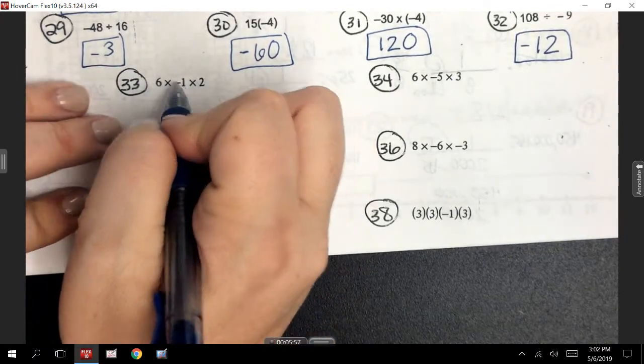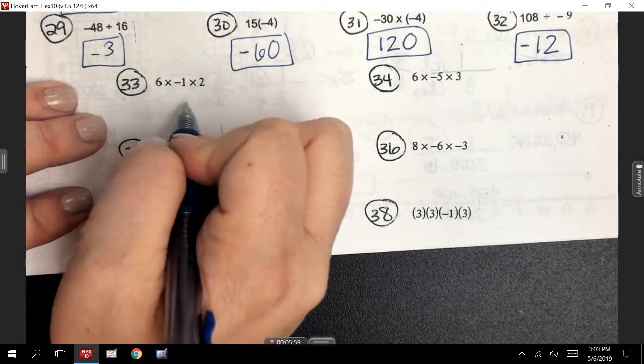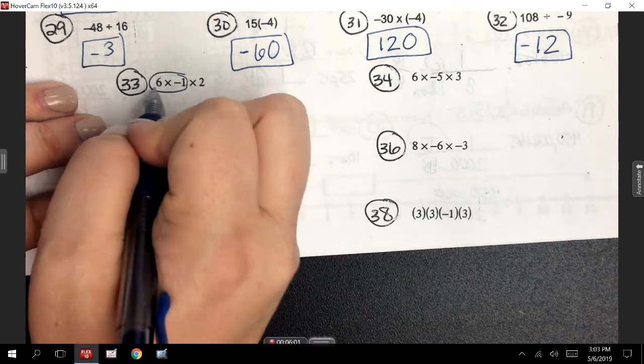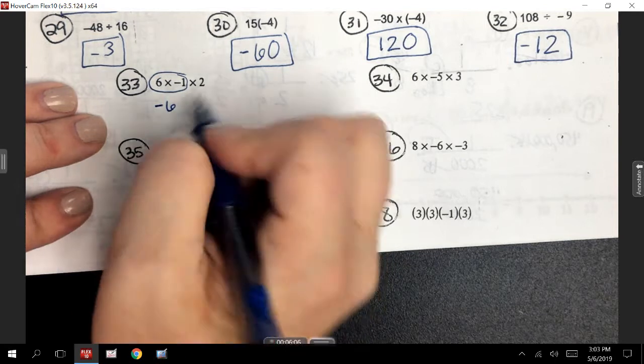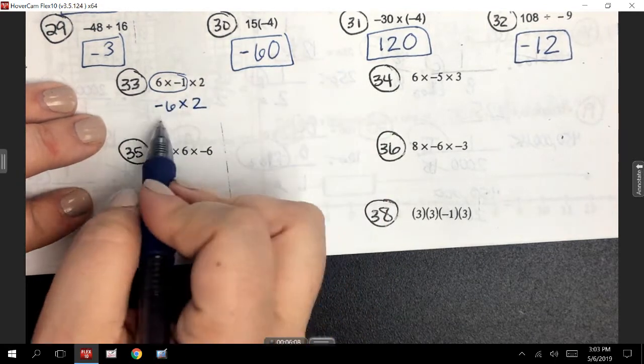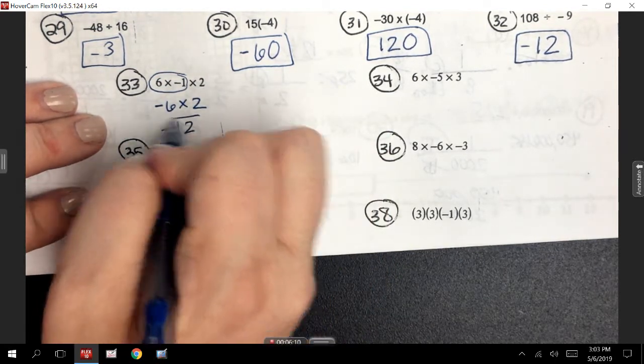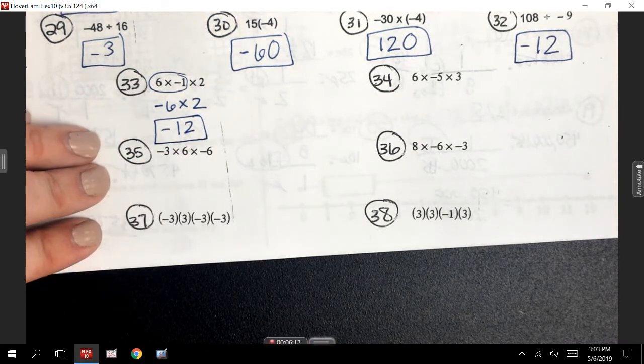All right, on number 33, I'm going to do those first two numbers first. So 6 times 1 is 6. It's negative because they're different signs. Now I can do times 2. 6 times 2 is 12. It's negative because those two numbers have different signs.